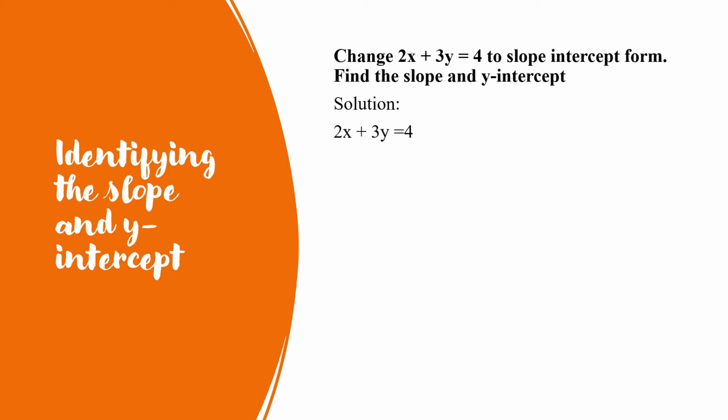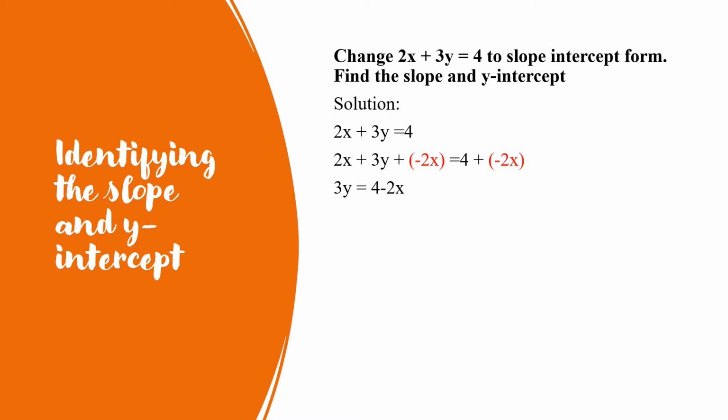So in order for us to put 3y on the left side alone, let us add both sides of the equation by negative 2x. 2x plus 3y plus negative 2x is equal to 4 plus negative 2x. Once again, the property of equality that we applied is the addition property of equality. 2x plus negative 2x is equal to 0. That will give us 3y is equal to 4 minus 2x.